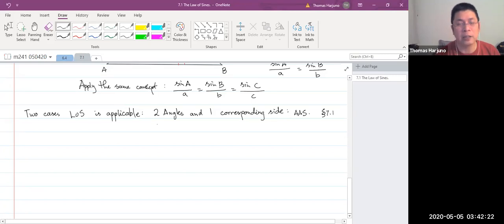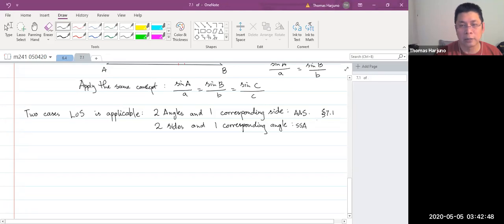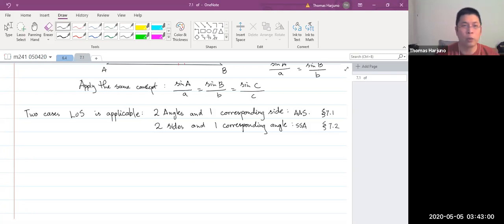The other case is when you have two sides and one corresponding angle. That is called the side-side-angle case. We see that in section 7.2. Sections 7.1 and 7.2 deal with the same law of sines, but you will see the way we treat them, even though using the same formula, is quite different.